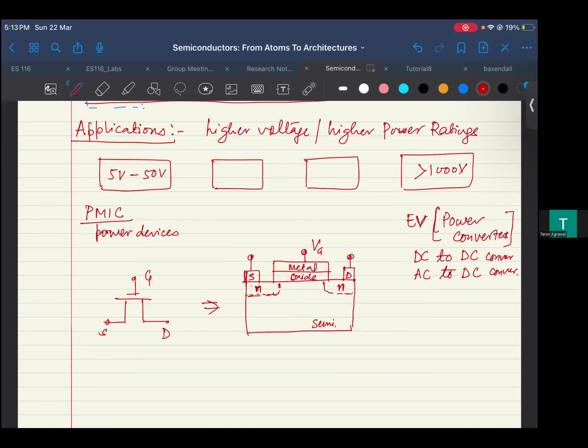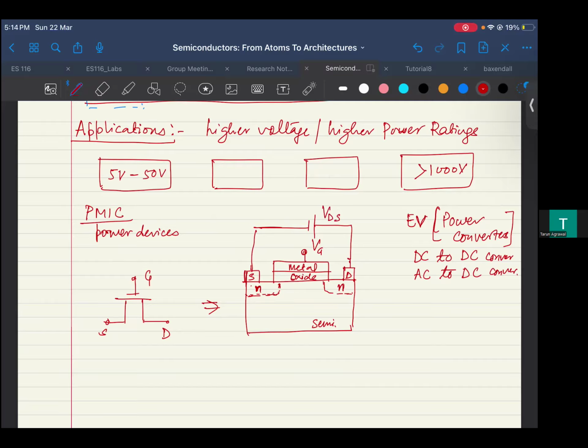Now the question is, when we want to operate at higher voltages, what happens? And which higher voltages am I talking about? Typically, we are talking about the voltage which we are going to apply across this, VDS. That is the voltage we are talking about, which is your VDS.